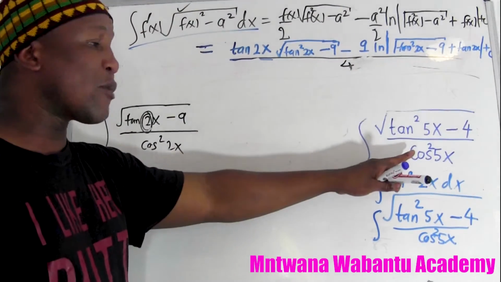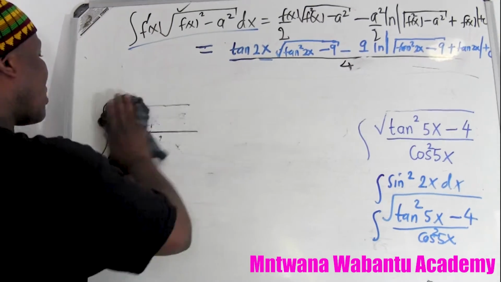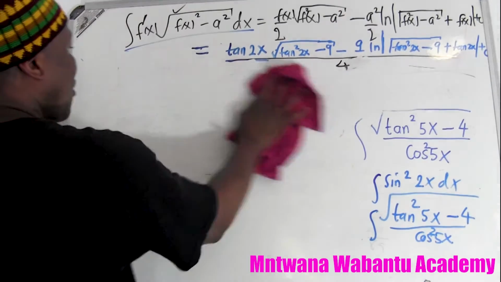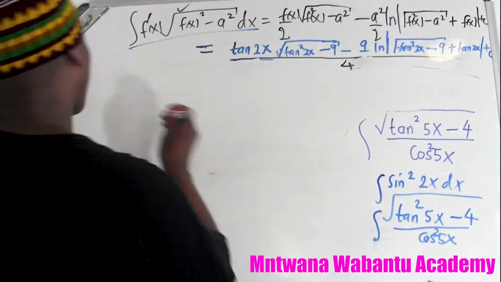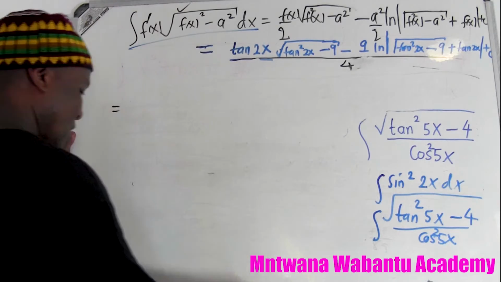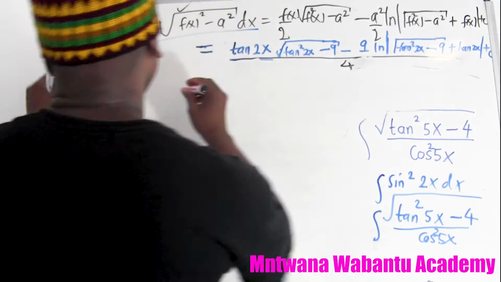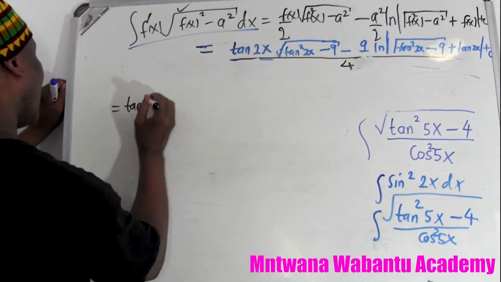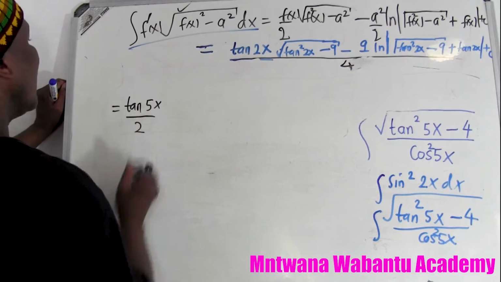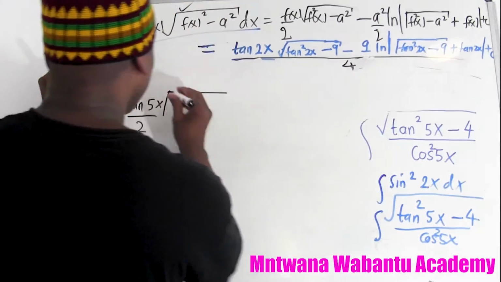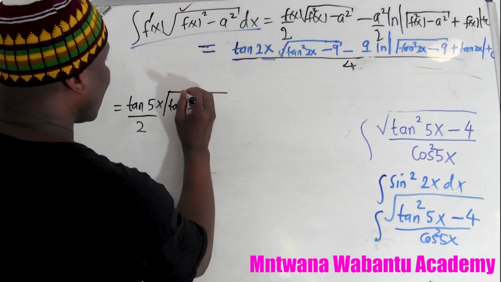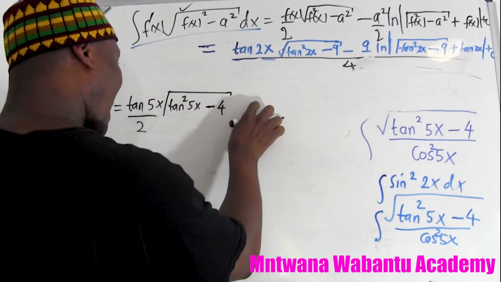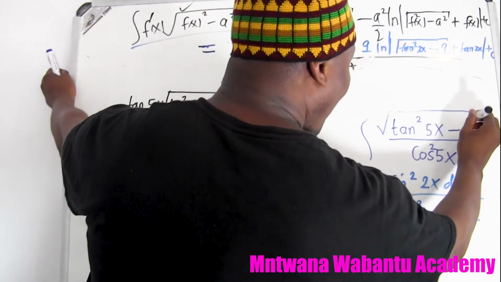So now, let's see how we can solve question number 4. We use the same approach. I'm not going to write the formula again because you know the formula. So I can say this is the same, f of x. What is the f of x for this case? F of x equal to tan 5x. So tan 5x, and then we over 2, and then we say root, exactly, tan 5x square minus 2 square, equal to 4. Because a square, a is 4, but 4 means 2 square.